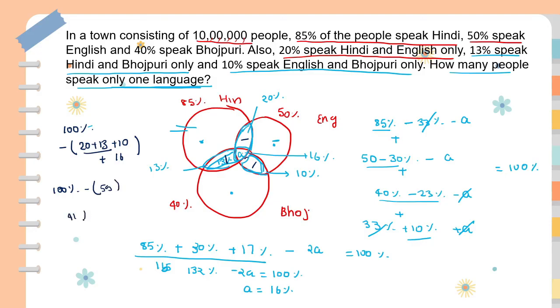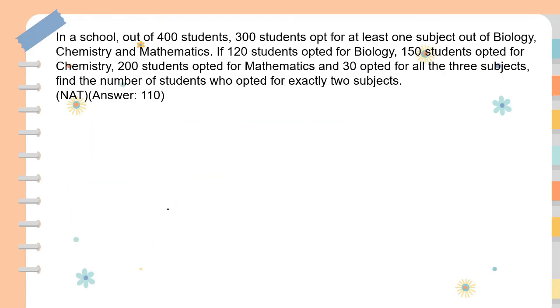So it is equal to 41%, and 41% of 1 million. So basically it is 4,10,000 people. 1 2 3 4 5, okay. So 4,10,000 people speak only one language. So this question was asked in the qualifier, October qualifier.